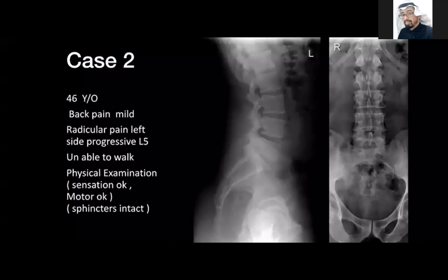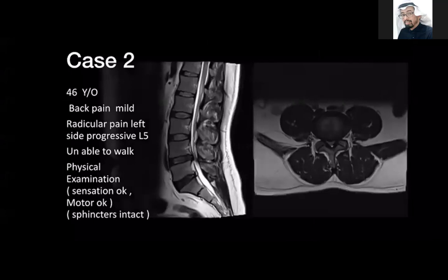It is a 46-year-old patient with back pain and mild radicular pain on the left side, progressive, in the L5 distribution. The patient is unable to walk. On physical examination, sensation is okay, motor is okay, and sphincter is intact. This is an X-ray, nothing special, just degeneration in the lumbar area. So we ordered an MRI and found that this patient has L4-L5 disc protrusion or herniation, making central stenosis.